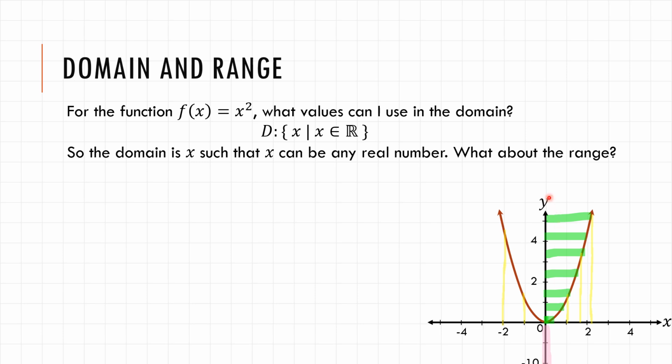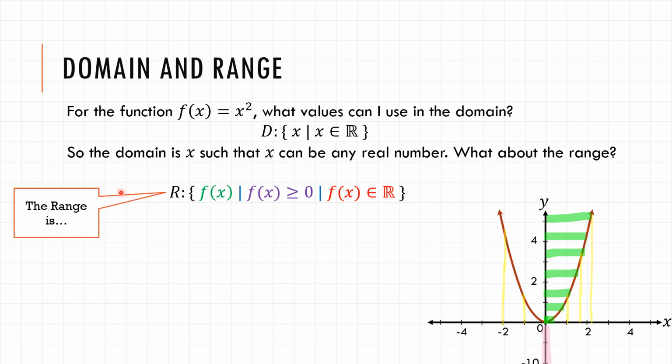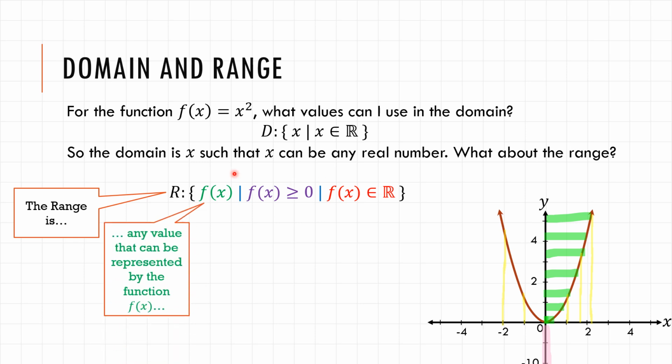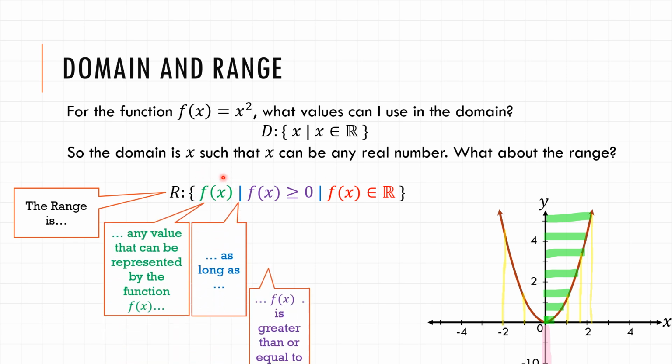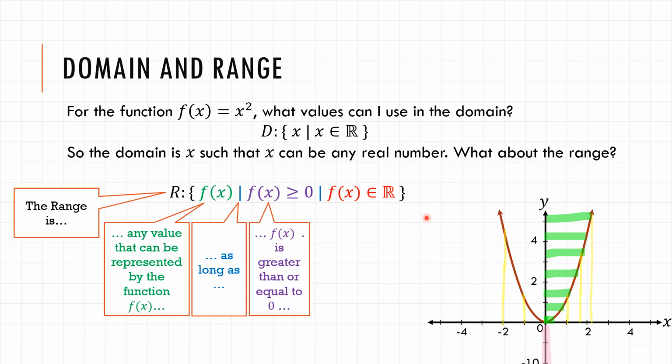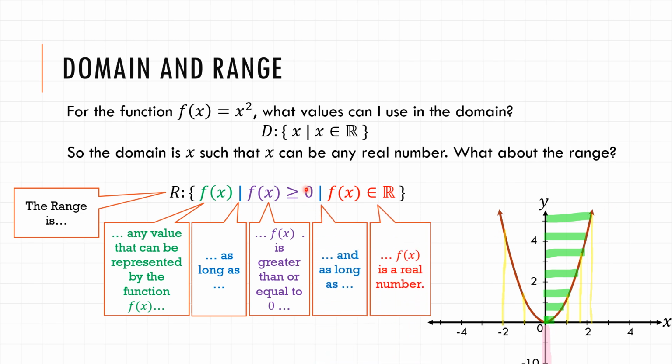So the only values possible for the function f of x are this is the range. These are the acceptable outputs that are possible. This is how to read this: any value that can be represented by the function f of x, as long as f of x is greater than or equal to 0. This is the lowest number, and so any number higher than that is possible. And as long as that f of x is a real number.